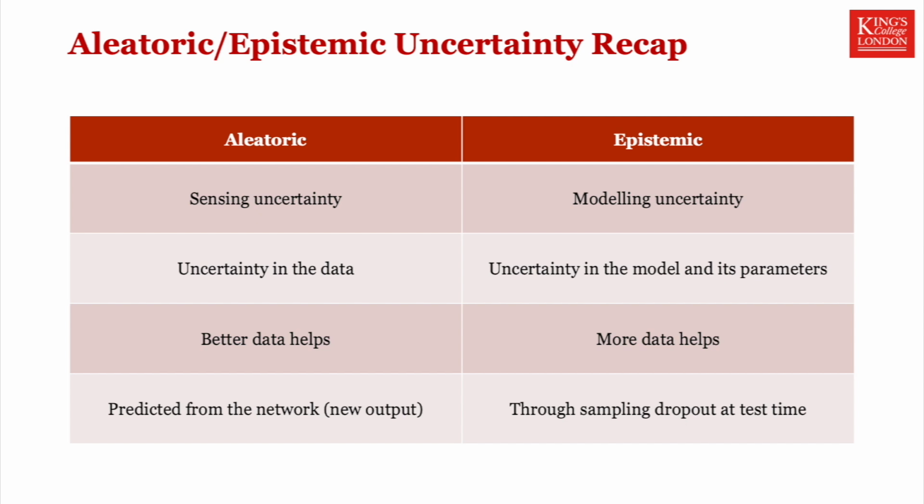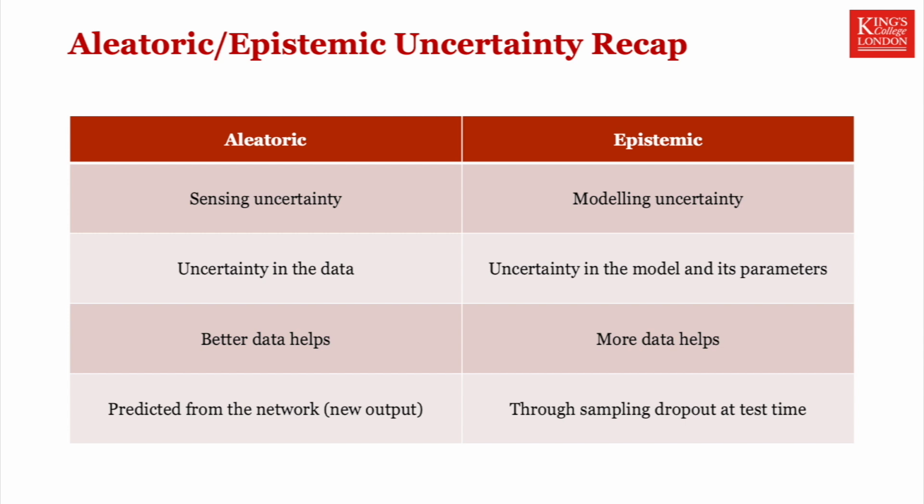In this specific setting, there are two types of uncertainty that we normally look at when looking at medical imaging or even non-medical imaging data. There's the aleatoric uncertainty, which is responsible for any kind of uncertainty that comes from the data itself, from our ability to sense what the environment looks like, from noise that the data might have. And obviously the best way to improve on the aleatoric uncertainty is by improving the quality of the data. Aleatoric uncertainty is something that is predicted from the network. You can see it as a new output of the network itself.